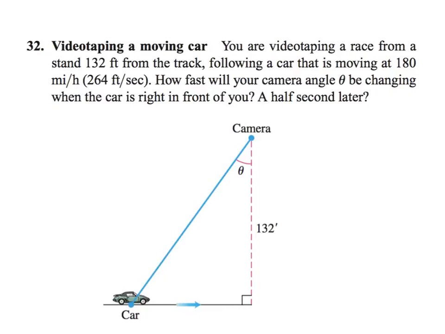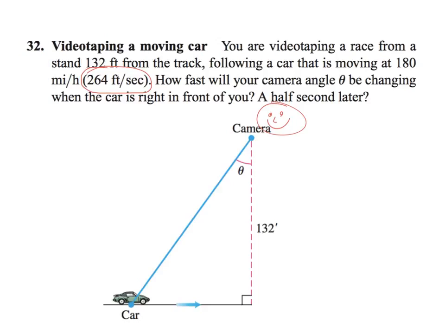So here's another related rates problem. In this case, you are videotaping a race car from a stand 132 feet from the track. Here's you, up here videotaping. You're videotaping a race car from a stand 132 feet from the track, following a car that is moving at 180 miles per hour, which turns out is 264 feet per second. How fast will your camera angle theta be changing when the car is right in front of you?